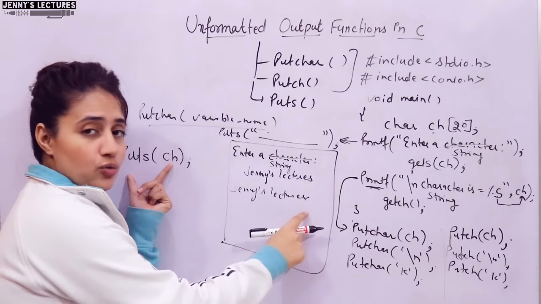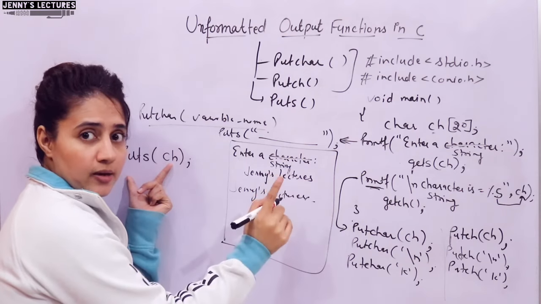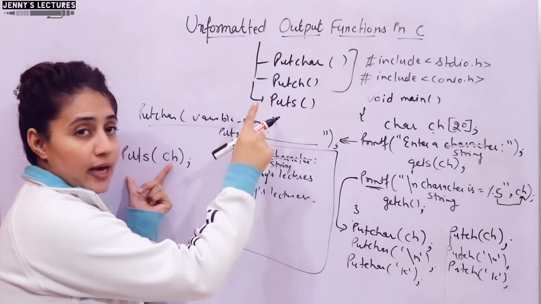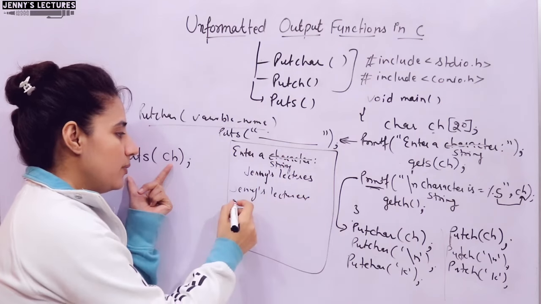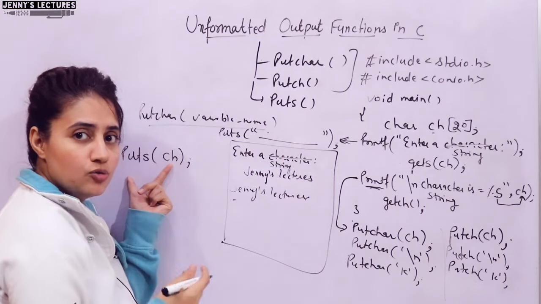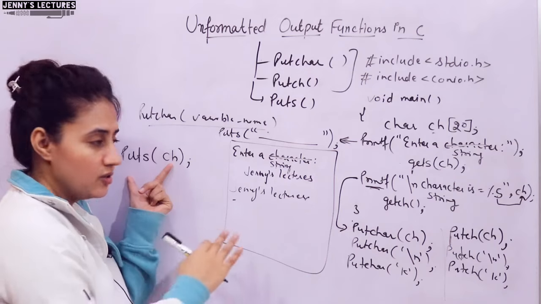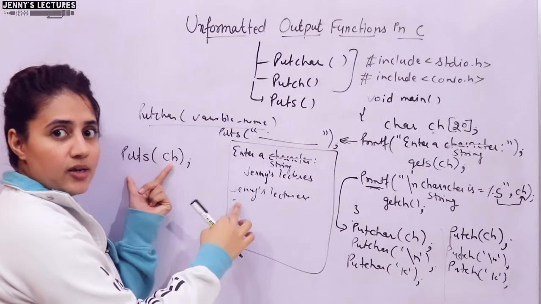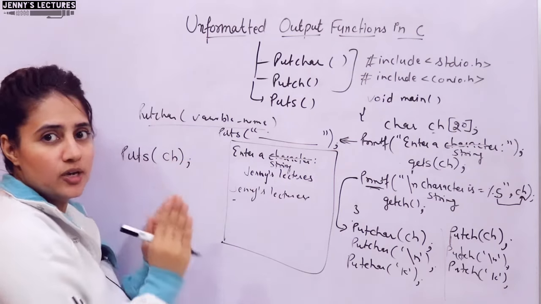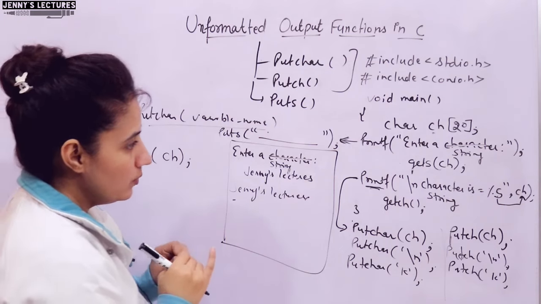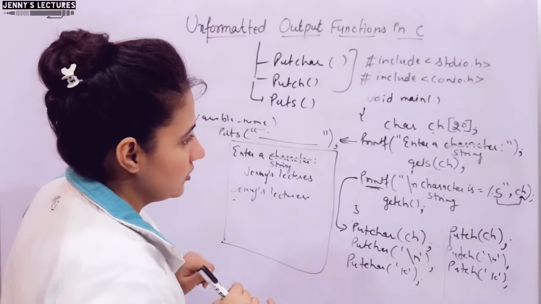One more thing: the new line operator is built into this function. After executing this, the cursor would not stay on the same line, as we discussed for putchar. The cursor would automatically go to the second line, meaning no need to give any slash n to move the cursor to the next line. Slash n is already built into this function, right? So I hope you got the working of these three functions.